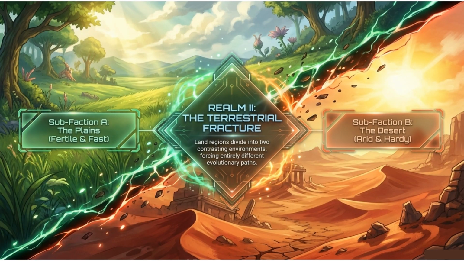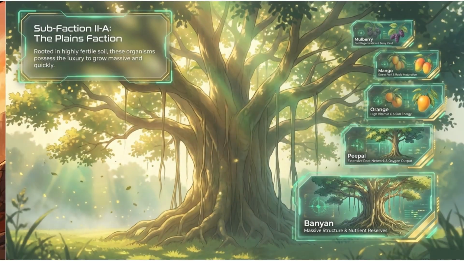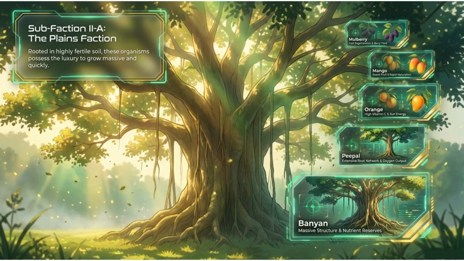The terrestrial faction is divided by the terrestrial fracture into two sub-factions, the plains, which are fertile and fast-growing, and the desert, which are arid and hardy. Subfaction 2A is the plains faction. These plants, including mulberry, mango, orange, peepal, and banyan, grow in fertile soil, allowing them to grow massive and quickly.